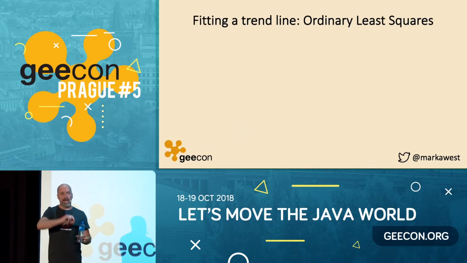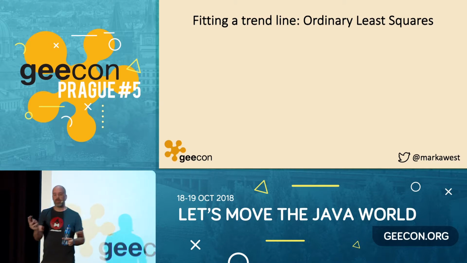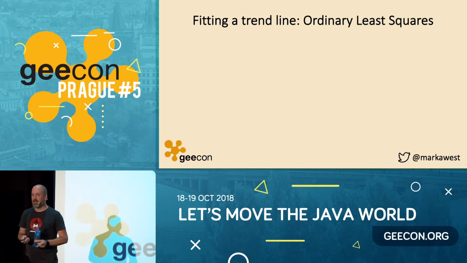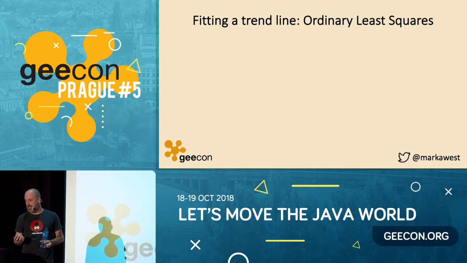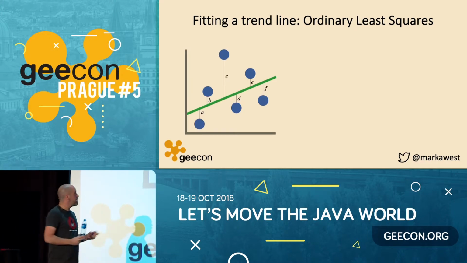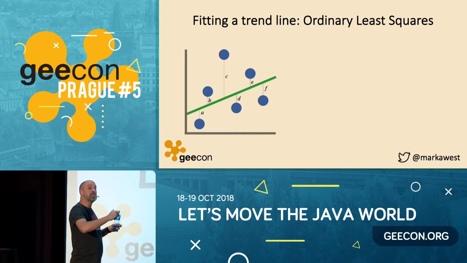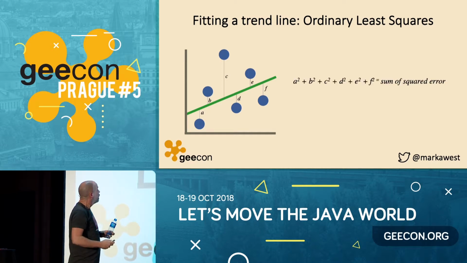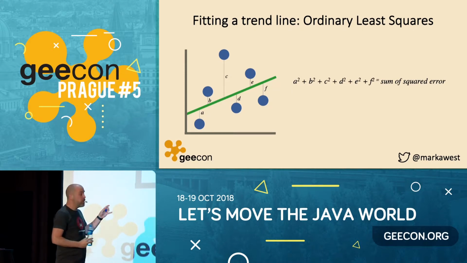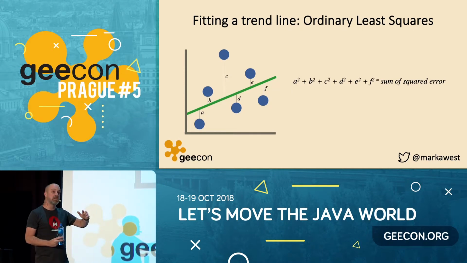Now, how we draw that line, there are different algorithms for drawing that line, but one of them is ordinary least squares. It's the easiest one to understand. So if you imagine that this is a linear regression model where the green line is our actual model, we measure the distance from each data point to the model. We square them, add them together, and that's the sum of squared error. And when we do linear regression, we're trying to reduce the sum of squared error as much as possible. So that's how the line is fitted.